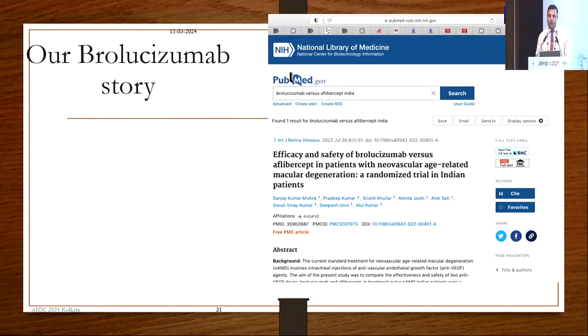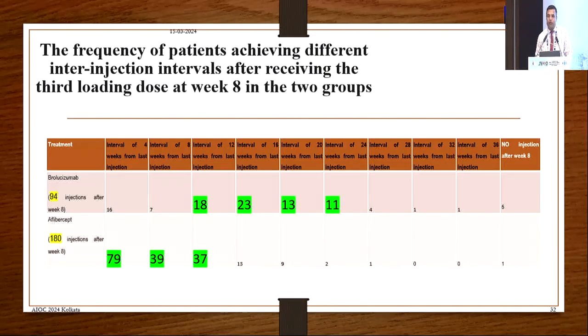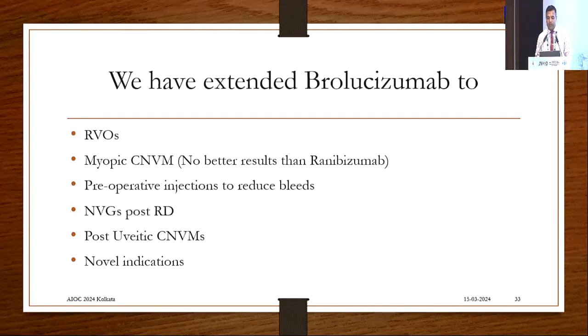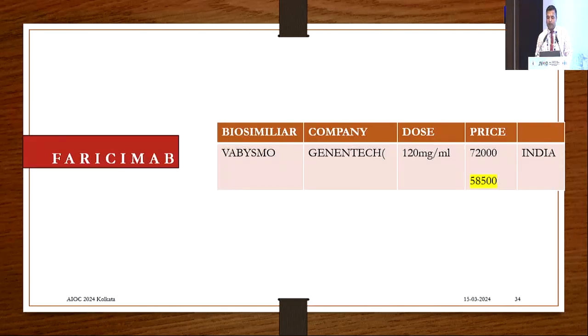We have had a very long experience with this particular drug, brolucizumab, and we published our data of neovascular AMD way back in 2022, where we brought out that the inter-injection interval with brolucizumab ranged at a mean of about 14.2 weeks compared to 6.8 weeks with aflibercept. So this drug definitely had a longer durability. We have extended the indications of brolucizumab in our practice, and as I told, we are still awaiting the arrival of faricimab.